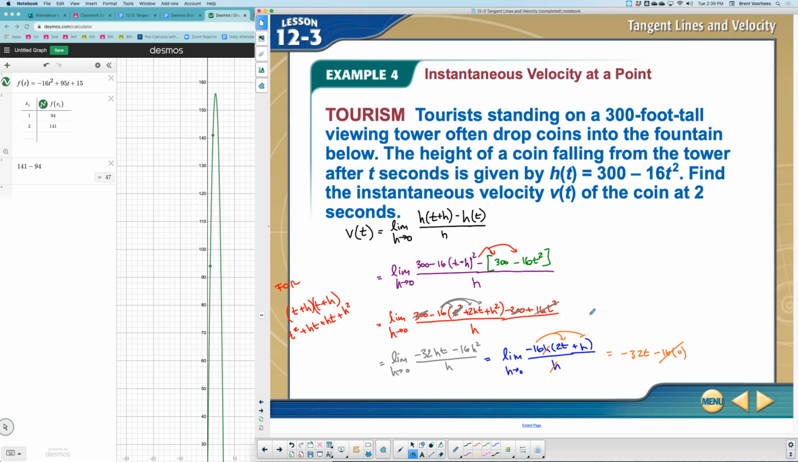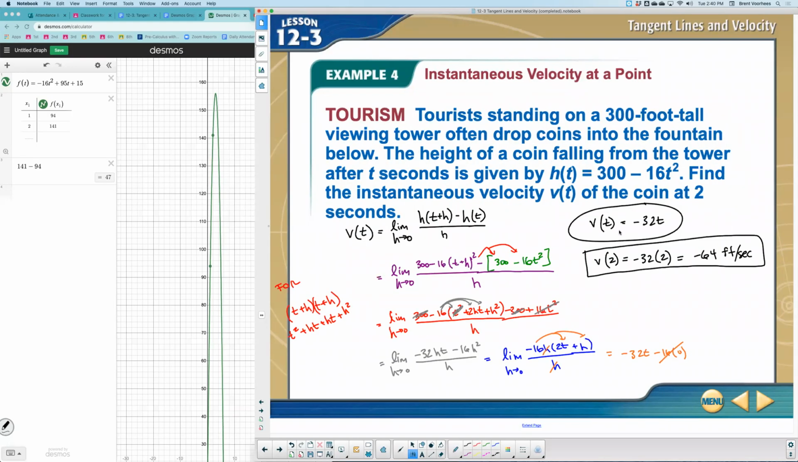And so it seems to me the velocity function v of t would equal negative 32t. Now that's the equation here. So if I want to find it at 2 seconds, what's the velocity of the coin after 2 seconds? It would be negative 32 times 2, which is equal to negative 64. Like I mentioned before, this is feet per second. That's feet, and this is per second. So this would be negative 64 feet per second, the velocity at time 2.